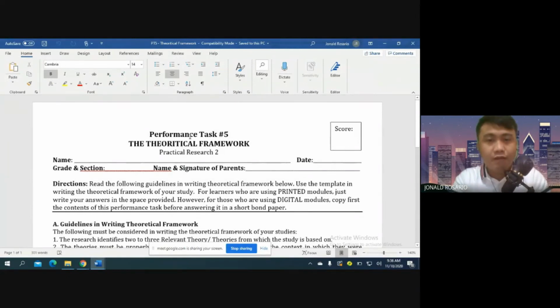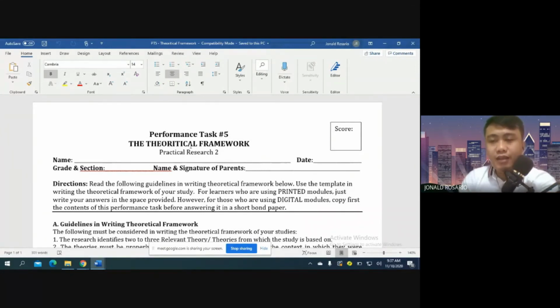Okay. Performance task number 5. Theoretical framework. Ano bang ibig sabihin ng theoretical framework? Yan. Yung theoretical framework, nandyan din yan sa inyong mga module. Kung binasa nyo na yung mga week 6 lessons ninyo, diniscuss yung theoretical framework. Yan. Ano bang ibig sabihin ng theoretical framework?